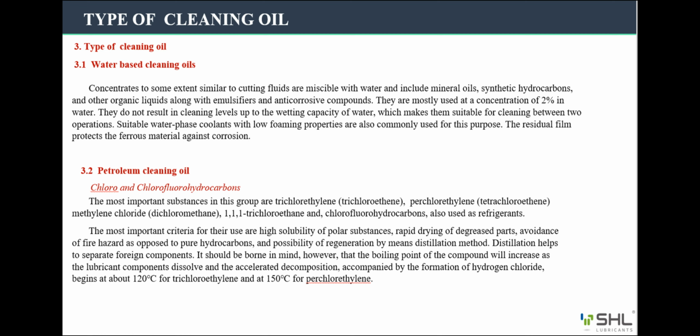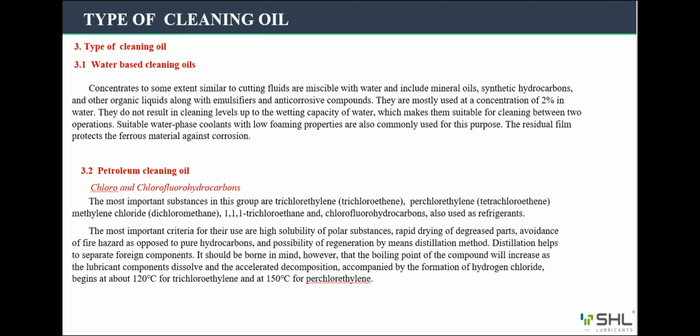Cleaning oils are usually classified into two types, that is water-based cleaning oil and petroleum cleaning oil. First, let's learn about water-based cleaning oil. It is concentrated to some extent, similar to cutting fluids, and is miscible with water. It includes mineral oils, synthetic hydrocarbons, and other organic liquids along with emulsifiers and anti-corrosive compounds.